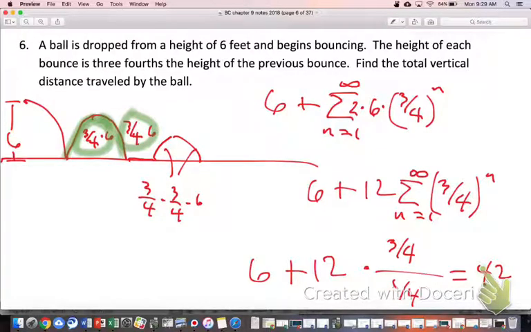Tomorrow we'll tackle the, you guys remember the p-test from before? Yes. We're going to revisit the p-test, and we'll also talk about something called the integral test.